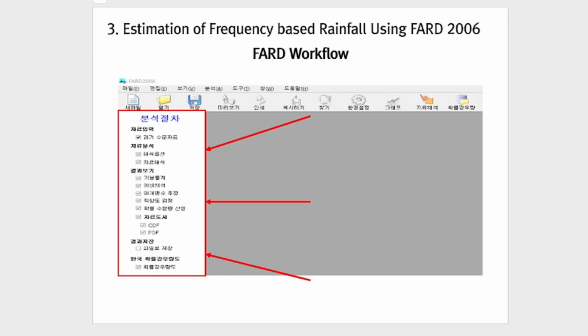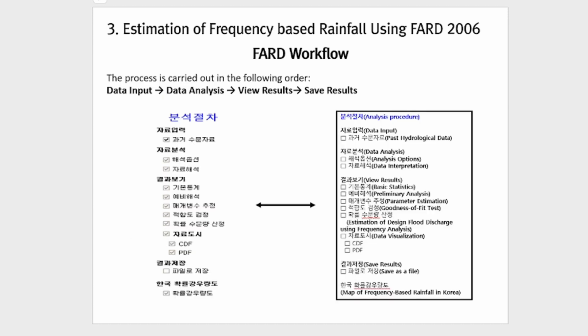When you open FARD 2006, this is how it looks, and you should pay attention to the table of contents on the left side, as you can see in the red rectangle in the picture here. This is what it says in the table of contents in Korean, translated into English. The process is carried out in the following order. First you have to click on Data Input, and then Data Analysis, View Results, and Save Results. That's how the process goes, and the meaning of each in Korean into English is as shown in the pictures below.